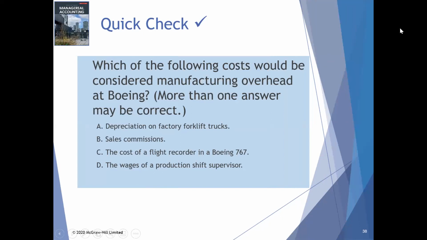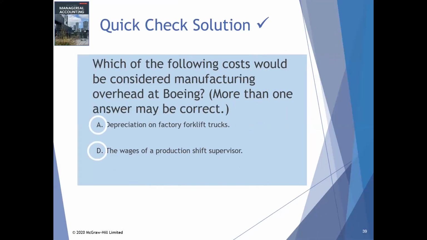Now look at this example, which is in front of you. Okay, so now look at the answer. A and D. Depreciation on a factory forklift truck. There is a forklift truck in the factory that is used for manufacturing purposes. So when there is a factory, the depreciation is a manufacturing overhead. Second, wages of the production shift. Production means manufacturing, it's related to the production of something. So the production shift supervisor is also there.